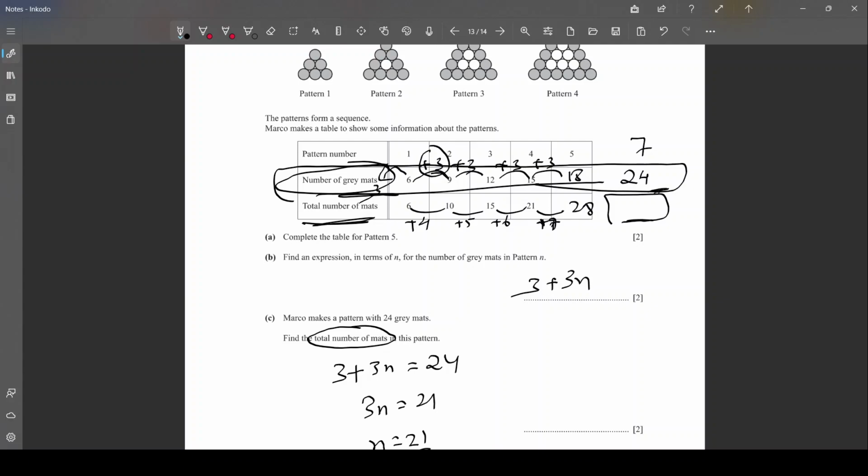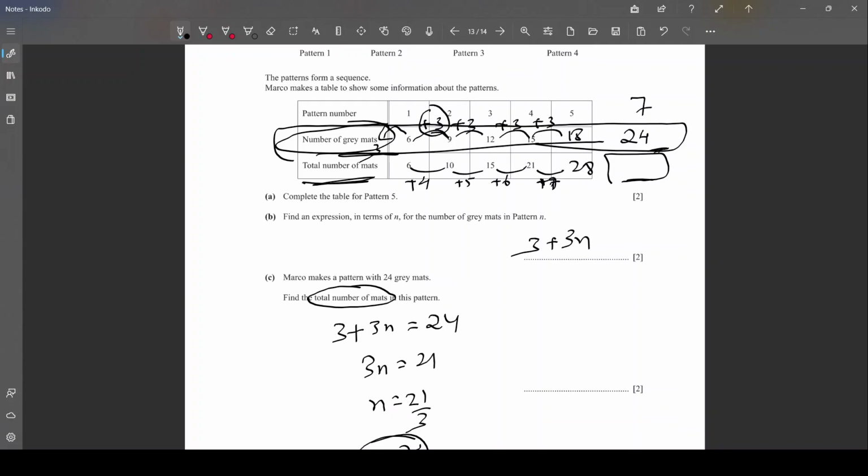So what will the total number of mats be? Till 5 we have reached, so for 6 we add 7 to this, and over the 6 we will be adding 8. Let me erase it and tell you. We need the 7th term, right? Till the 5th term we are already given.